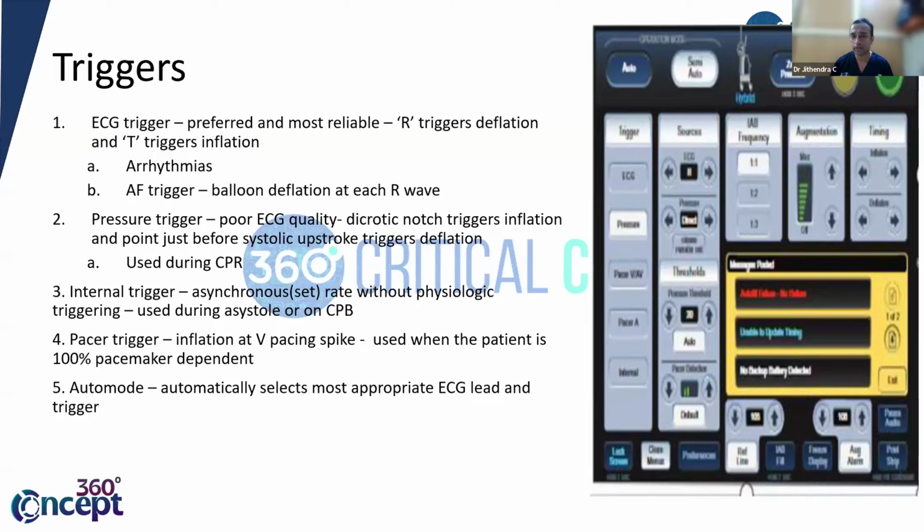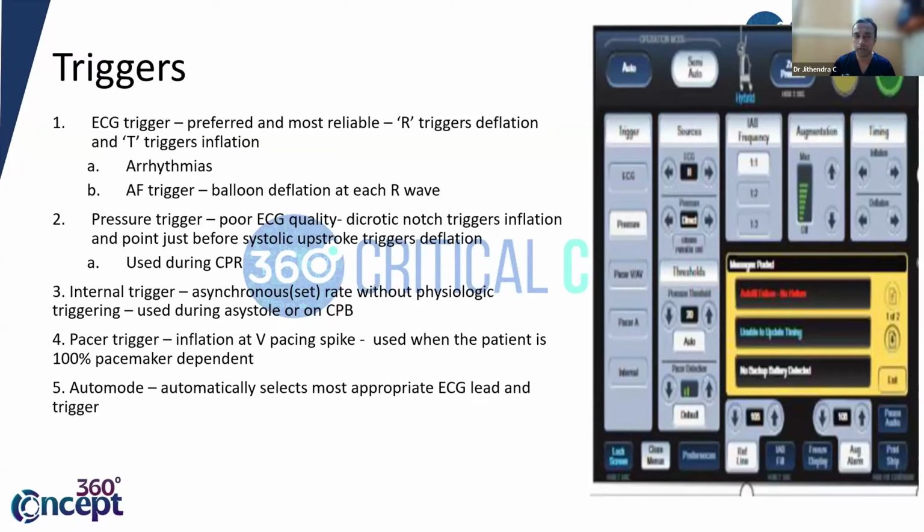So where do we trigger? I told you the dicrotic notch is the trigger for inflation, and the point just before the systolic upstroke triggers the deflation. So at the dicrotic notch, you'll have an inflation, and just before the systolic upstroke, just before the arterial trace upstroke, we saw that, the unassisted end diastole, that is when you'll see the deflation.